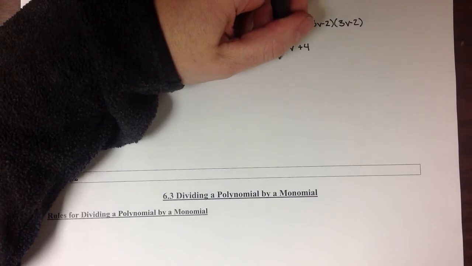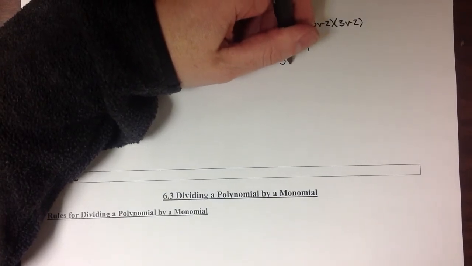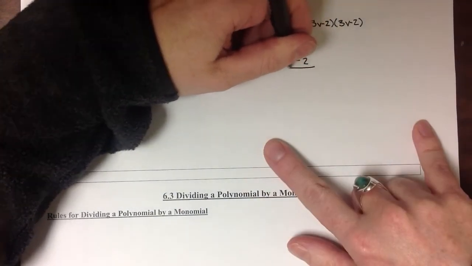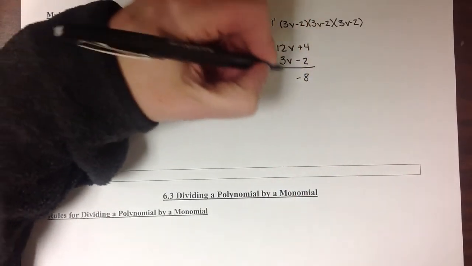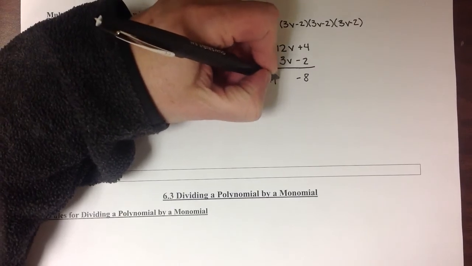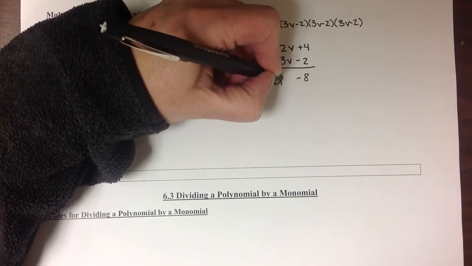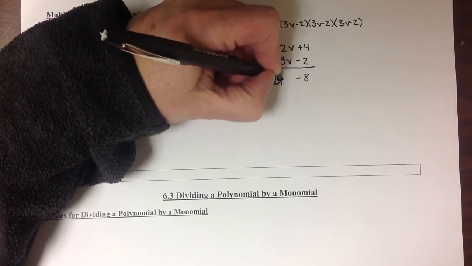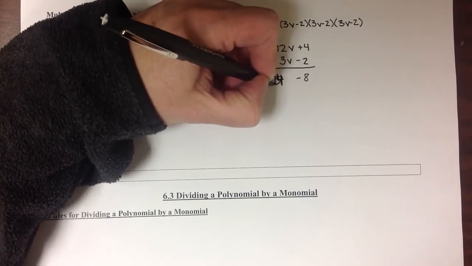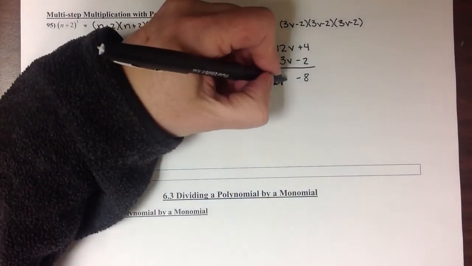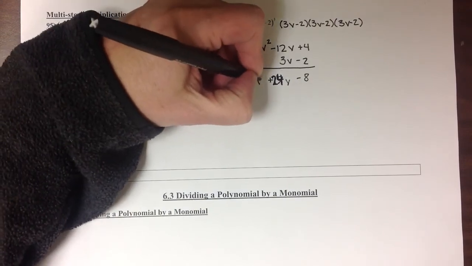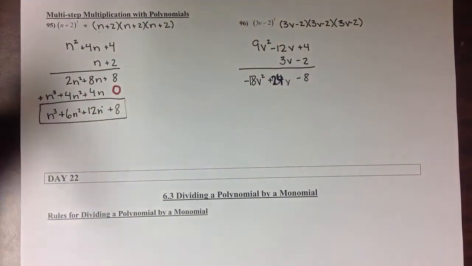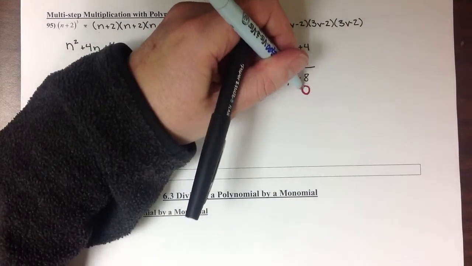Then I multiply that by my final 3v minus 2 to get a negative 8, a positive 24. Sorry about that. Make that dark so you can tell what it says. A positive 24v and a negative 18v squared. The placeholder 0.